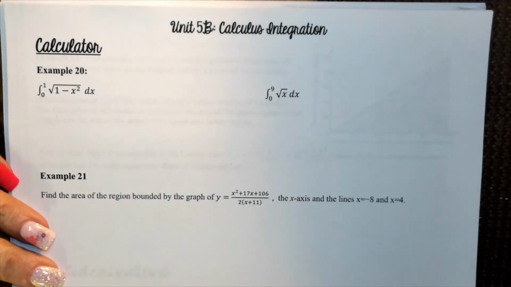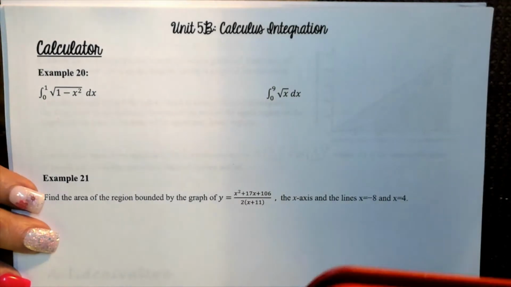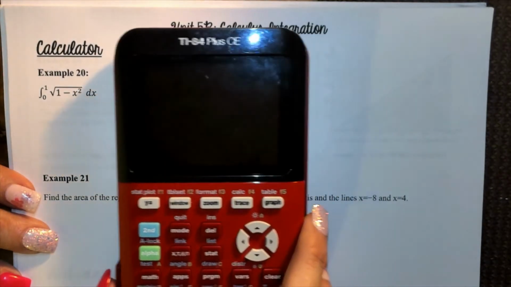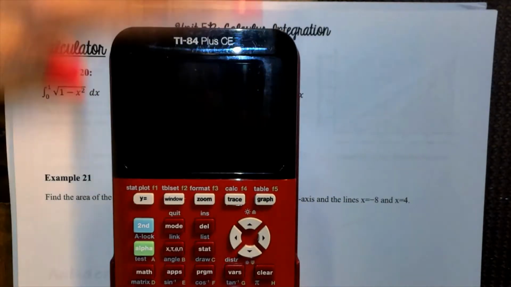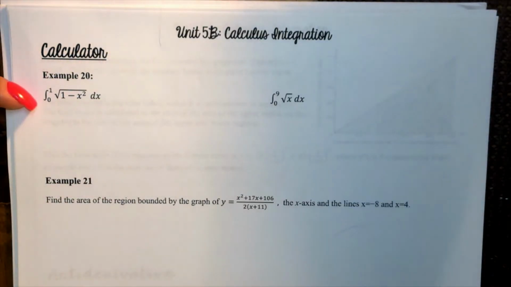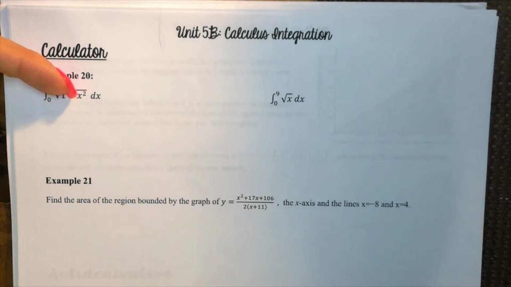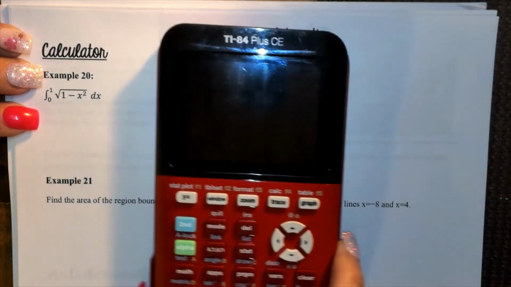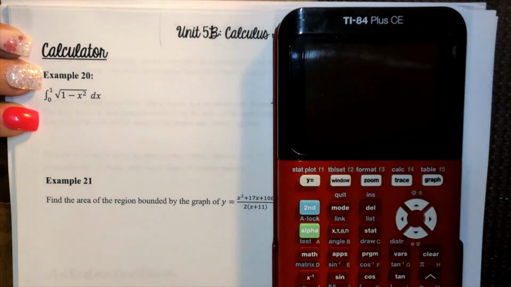All right, so now that we know how to do integration and the trapezoid rule, it's time to just use our calculator on this. If I give you a simple problem and just say integrate from 0 to 1 the square root of 1 minus x squared dx, all we're going to do is use the calculator.